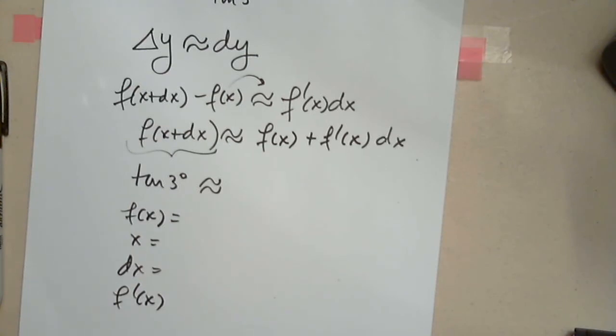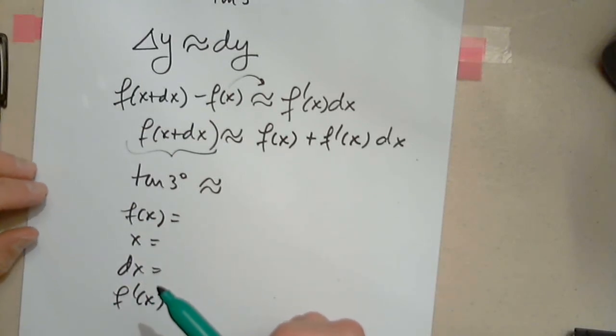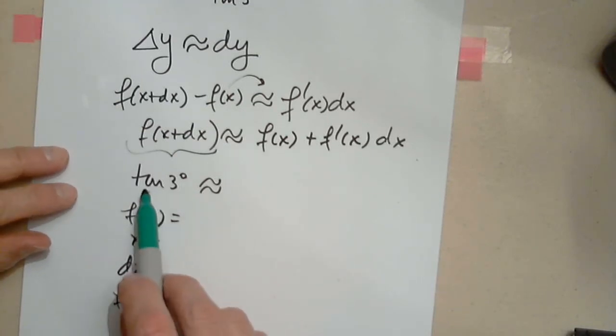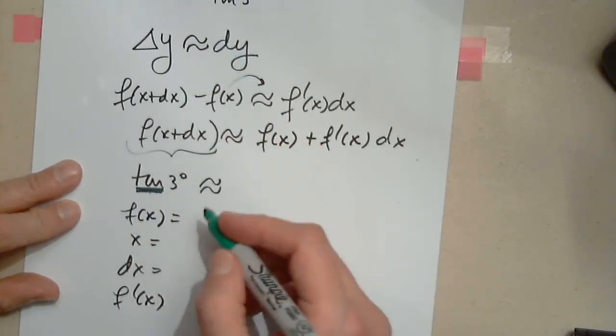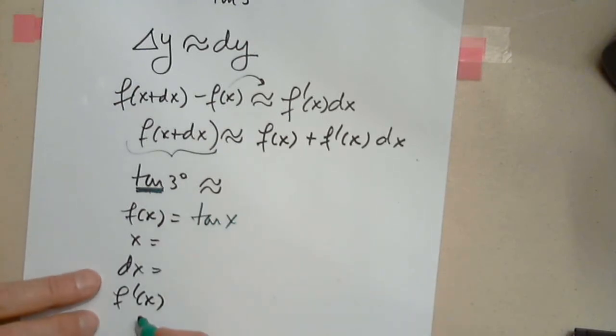What is the function? Is it f of x plus f prime dx per tangent? That's what we have, right? Yes. Tangent x, and I know f prime is secant squared. Now I have to identify x and dx.